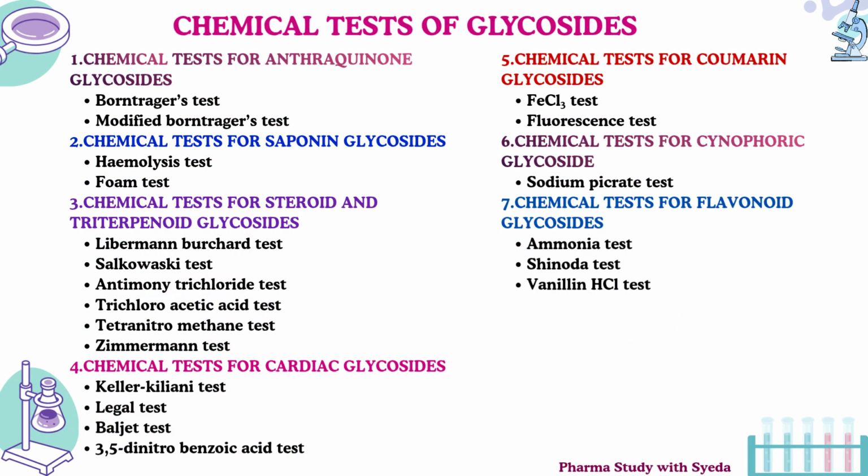4. Chemical tests for cardiac glycosides: Keller-Kiliani test, Legal test, Baljet test, 3,5-dinitrobenzoic acid test. 5. Chemical tests for coumarin glycosides: Iron(III) chloride test or ferric chloride test, Fluorescence test. 6. Chemical tests for cyanophoric glycosides: Sodium picrate test. 7. Chemical tests for flavonoid glycosides: Ammonia test, Shinoda test, Vanillin HCl test.